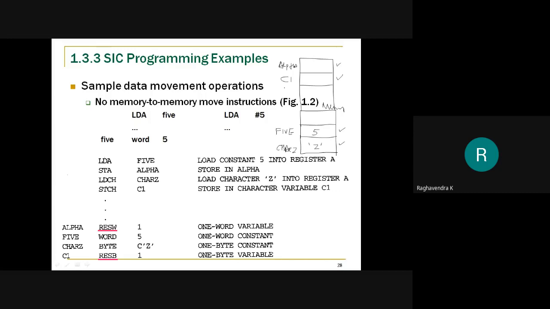So how do we move the data from this variable 5 to alpha? Directly from memory to memory we cannot move that, so obviously we need to make use of memory to register and then register to memory instructions. So how do we do that? First let us declare a few variables in our program which are required.